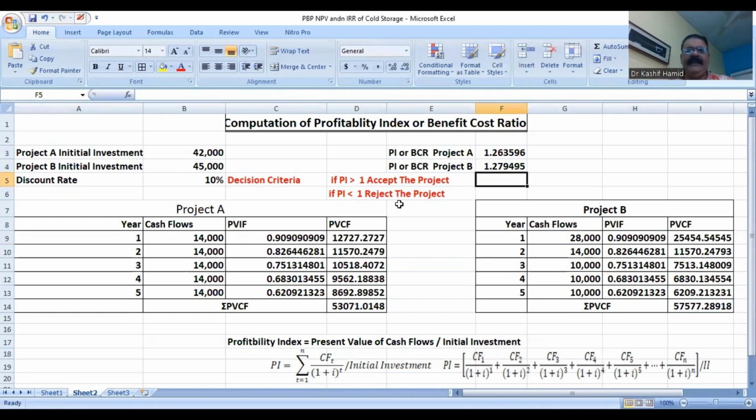Now we can say the project B is acceptable because project B has higher profitability index than project A.